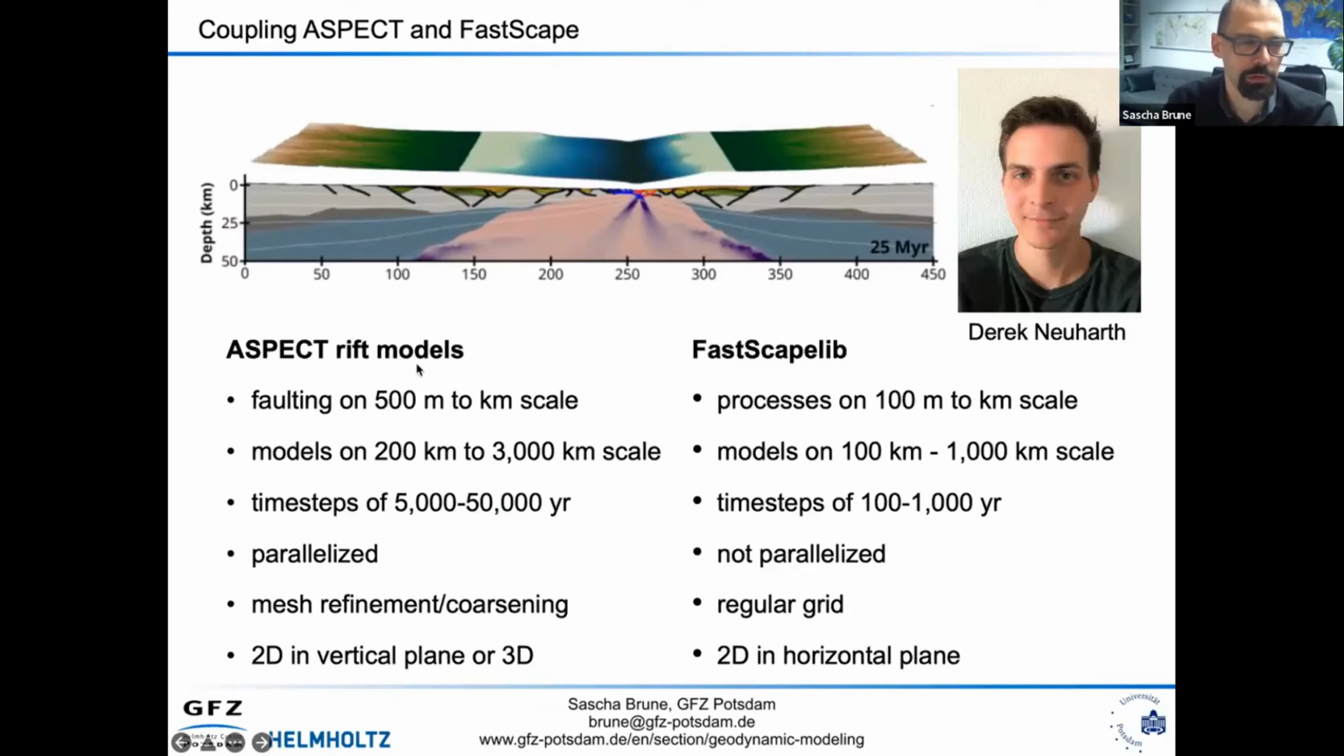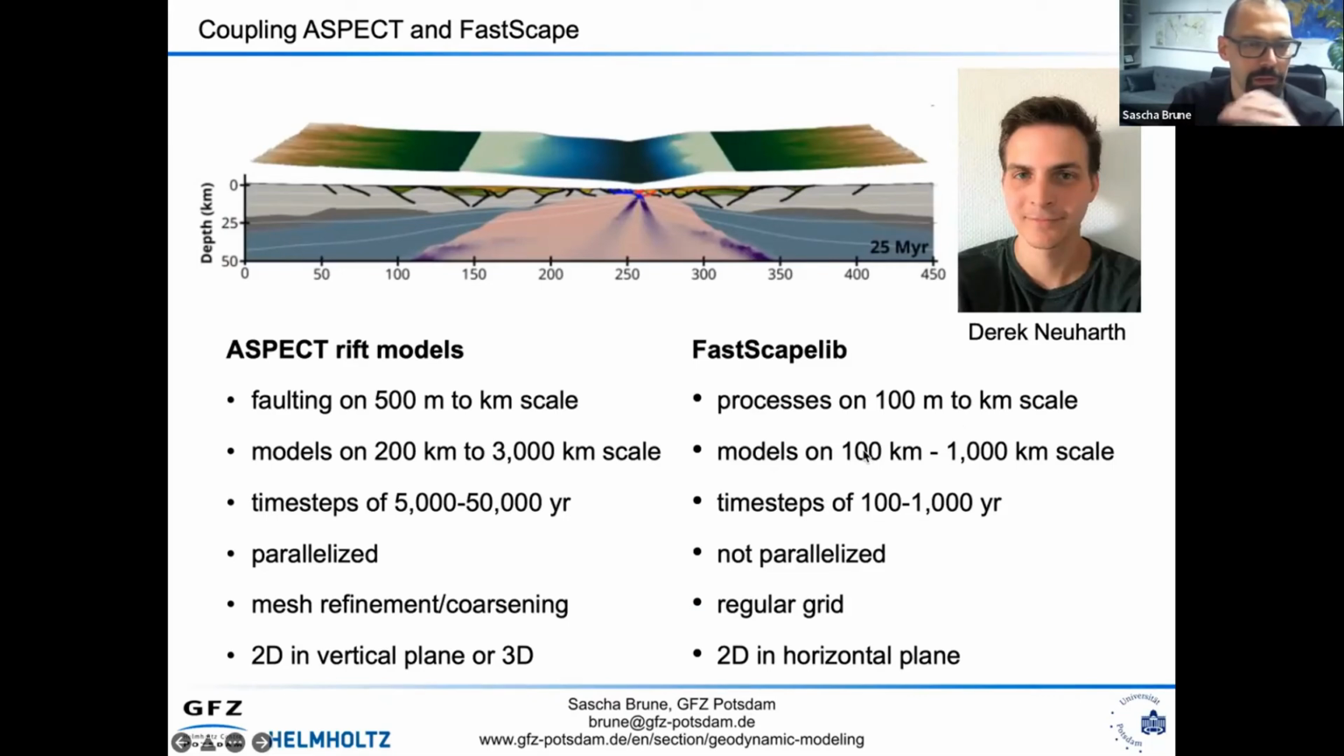This is what we've been focusing mostly on with this Fastscape Fortran library. There's a good, interesting comparison to be made. First of all, we look at faulting from 500 meter to kilometer scale, and Fastscape has processes that live on 100 meter to kilometer scale. So that's the same size. And that's, in fact, the reason why it's useful to couple surface processes to tectonics, because they act on similar lateral length scales.